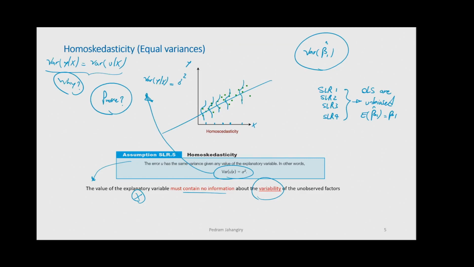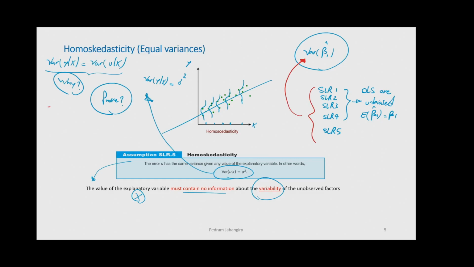And assumption number 5 is the homoscedasticity that you're adding. You're adding it because now that I have these 5 assumptions, I can come up with a specific functional form for the variance of beta hat 1. And we do care about the variance of beta hat 1.